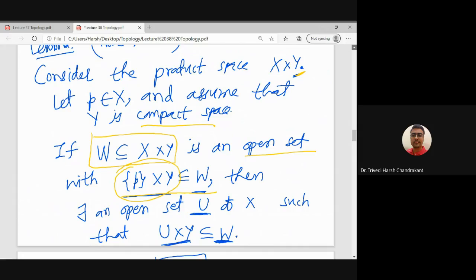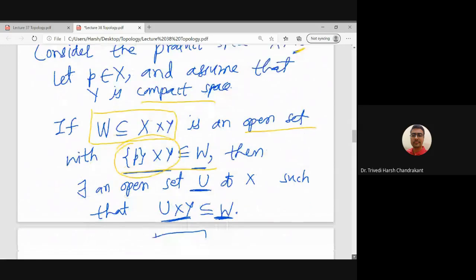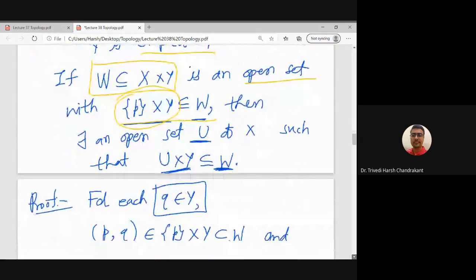Y is compact means Y is basically a closed interval, if we are taking Y equal to the Y axis. We want to prove this result using basically set theory, because now X and Y are topological spaces.